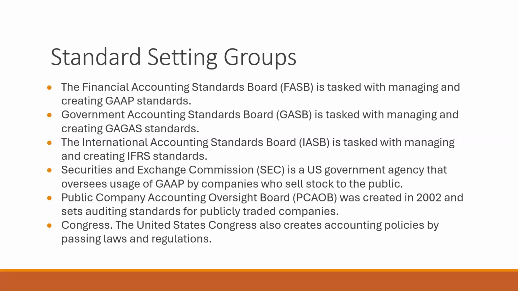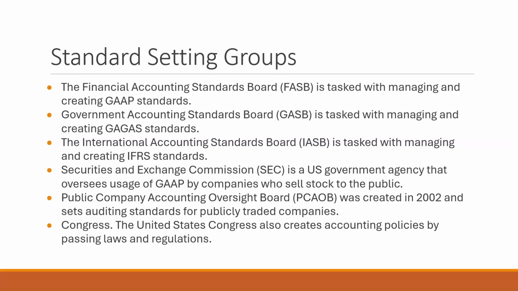Okay, then we also have the Government Accounting Standards Board, and they are in charge of government accounting, generally accepted standards. So that's what GAGAS is, Government Accounting Generally Accepted Standards. This is a equivalent of GAAP standards for government accountants. Okay. IASB, or the International Accounting Standards Board, they create IFRS standards. IFRS stands for International Financial Reporting Standards, and these are the standards that are for international accounting.